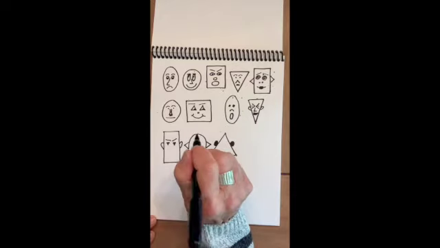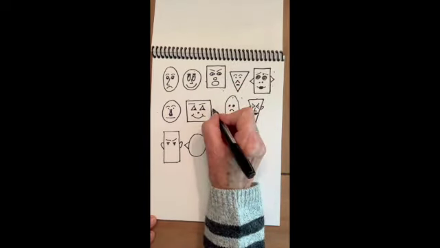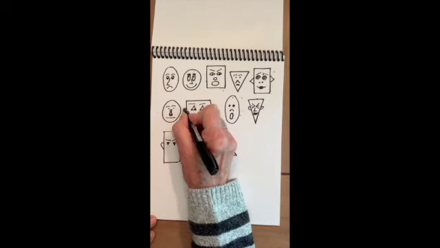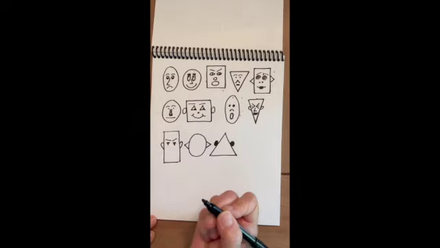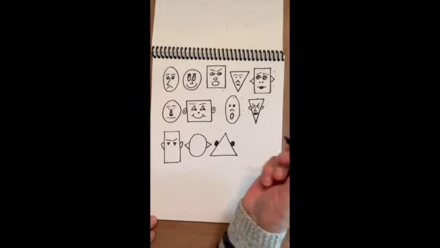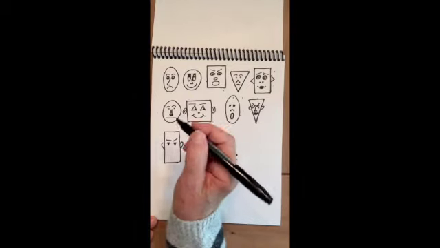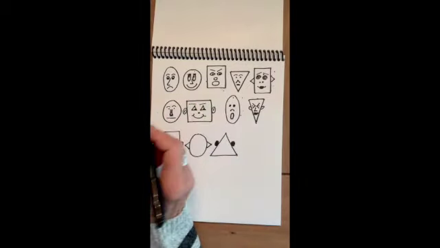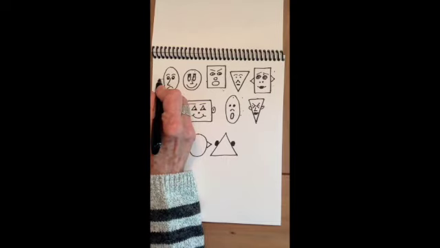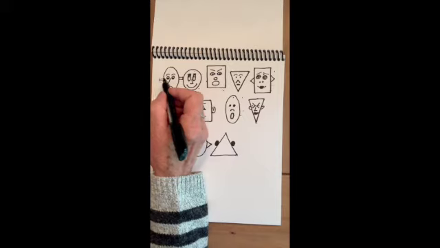Let's see, let's add some circles to this one. There we go. And maybe you want to put a little curve on the inside. You have little curves on the inside of your ears as well. And let's get really creative and add some really strange ears to this guy.